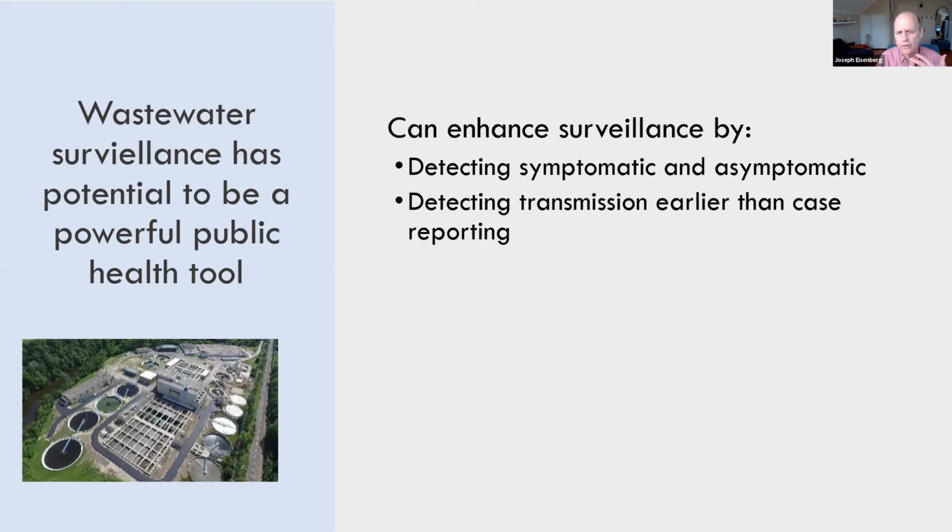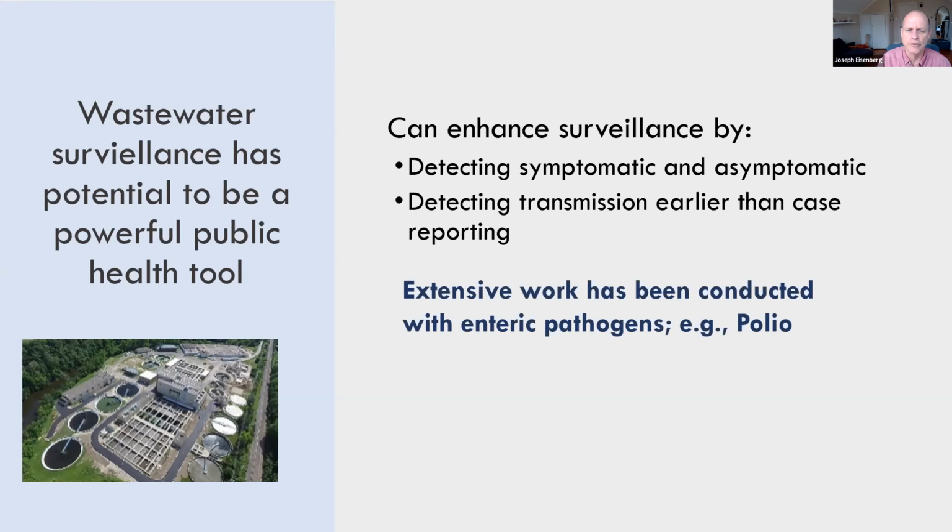So just briefly, this type of surveillance can be quite useful in public health surveillance because it detects symptomatic and asymptomatic infections. So the presence of the virus in the sewage could indicate both symptomatic and asymptomatic transmission. It also is an early detection. We can detect, as I'll show a little later, rises in sewage concentrations of pathogens earlier and before you would actually detect it through case reporting.